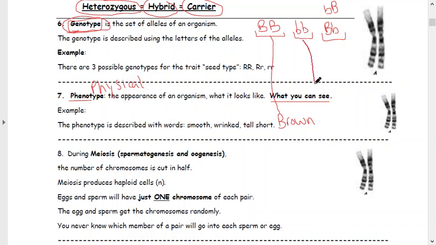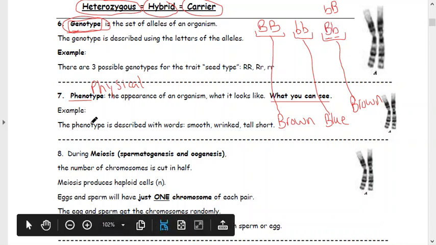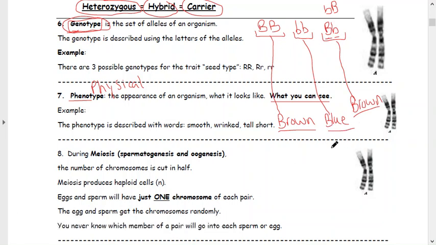Lowercase b would get you blue eyes. And because we have a dominant allele in our heterozygote individual here, capital B, lowercase b would still get you brown eyes because you have at least one capital or dominant allele. So the phenotypes would be brown, two of them would be brown, and then one would be blue. So that's the difference between the genotype and the phenotype. Remember, think of pheno-physical. It's physically what you see in the organism.